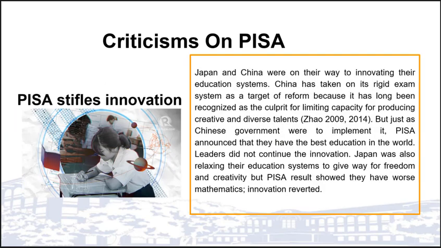Another disturbing effect of PISA is how it hinders innovation in education. China was about to reform its rigid exam to give way for creativity and diverse talents. But PISA results implied you have the best education in the world, so they stopped the reform. Japan had relaxed its education system for the same reason. However, upon implementation, they ranked low in math. This made them go back to their old systems.